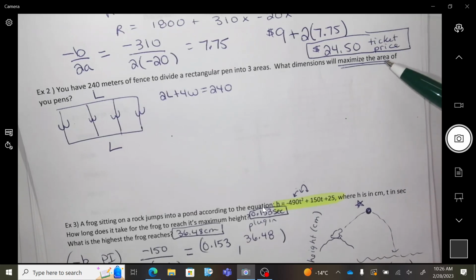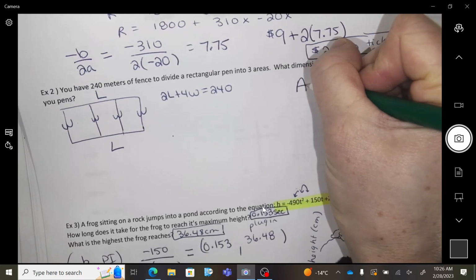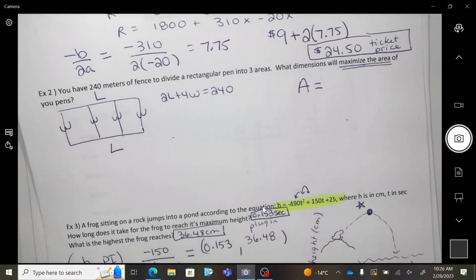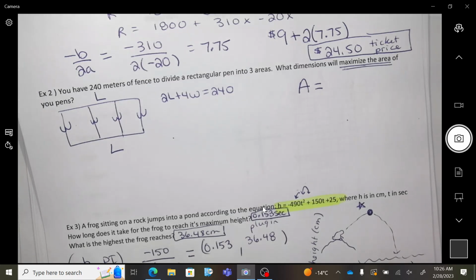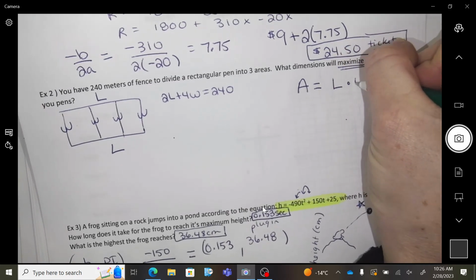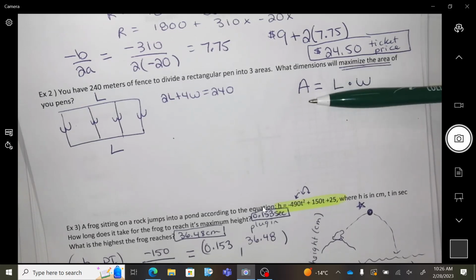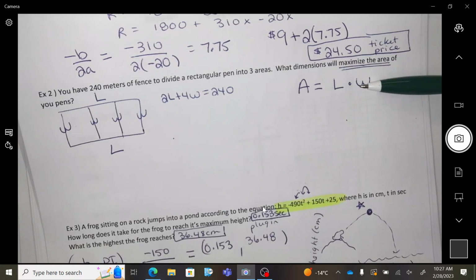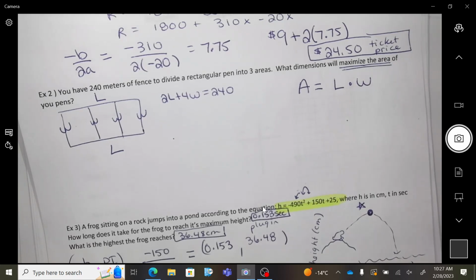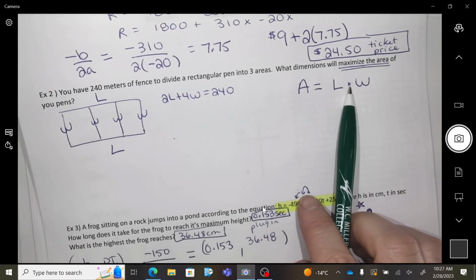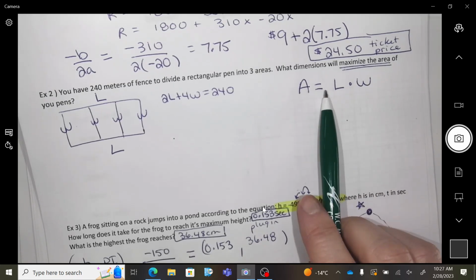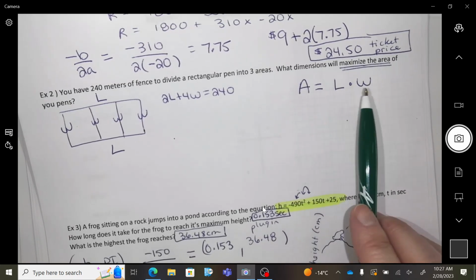Okay, we are trying to maximize the area of this rectangle. So area of a rectangle, I'm not going to give you this formula, you need to know this formula. How do you find the area of a rectangle? Length times width. Okay, so this is where I want to get a quadratic. Here's my problem. I cannot use this equation when it has 3 variables in it. I can't have an A, an L, and a W.